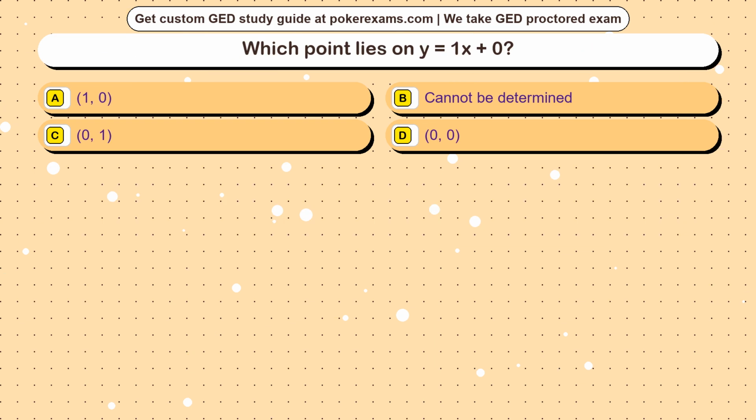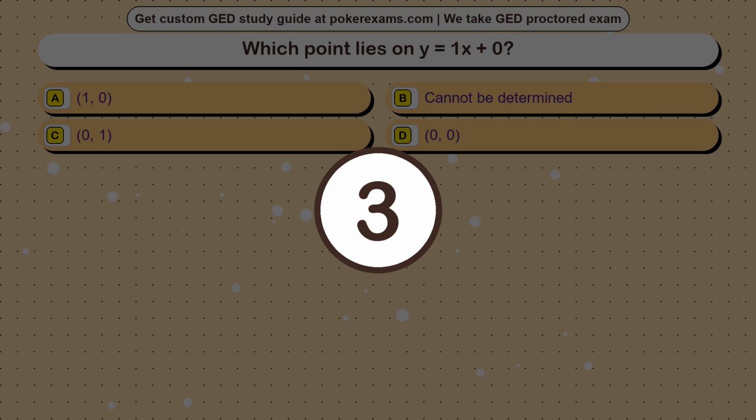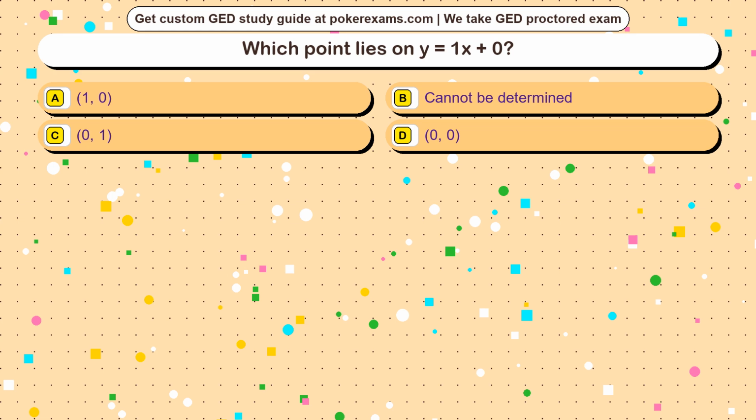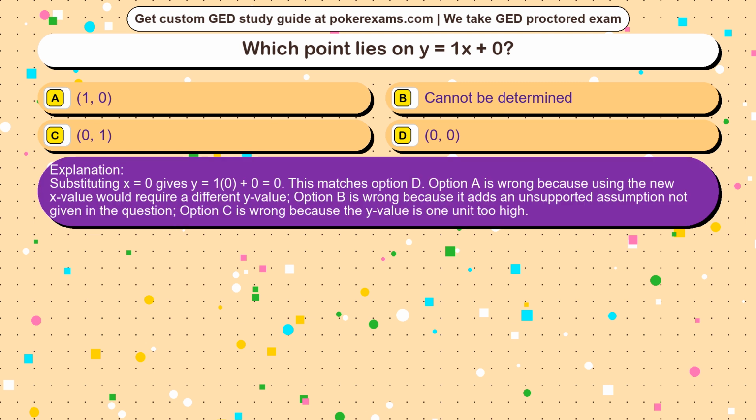Question 4. Which point lies on y equals 1x plus 0? Option A, (1, 0). Option B, cannot be determined. Option C, (0, 1). Option D, (0, 0). The correct answer is option D. Substituting x equals 0 gives y equals 1 times 0 plus 0 equals 0.